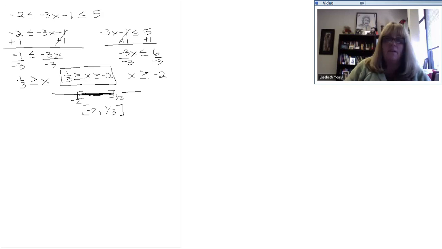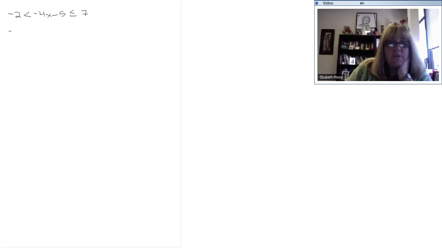All right, let's try one more of those. Okay, one more. Let's do negative 2 is less than negative 4x minus 5, which is less than or equal to 7. All right, our two equations are negative 2 is less than negative 4x minus 5, and negative 4x minus 5 is less than or equal to 7.